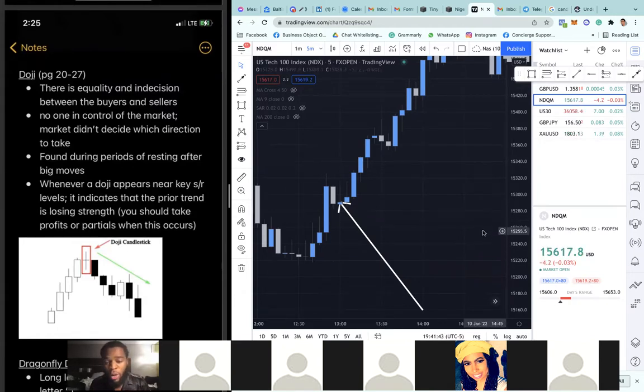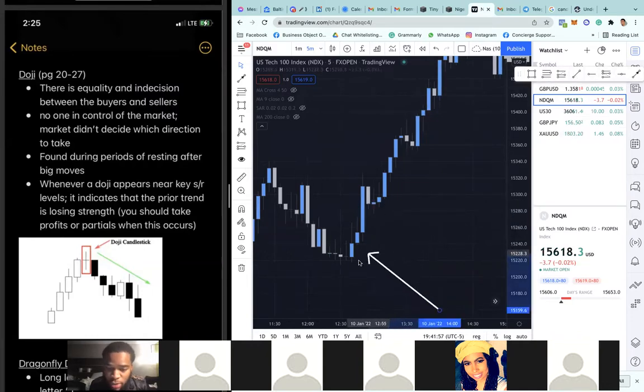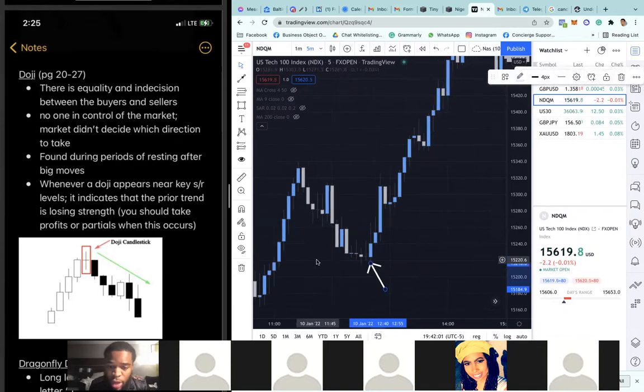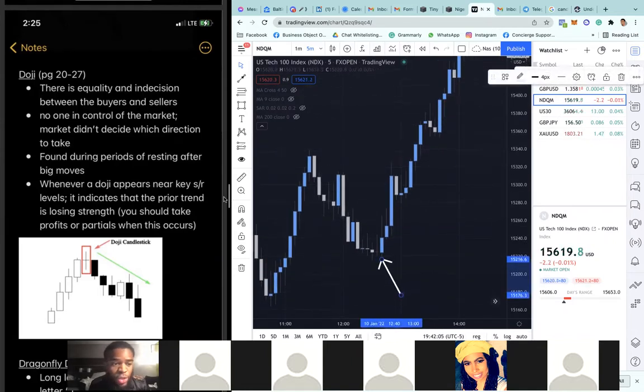The market doesn't know whether it wants to go up or down, and it usually happens whenever a doji appears near a key level of support and resistance. It's indicating that the strength is being lost. Here's a prime example that I see right now. You see a downtrend, prices melting down, and a series of dojis. What does it literally say? The buyers and sellers are fighting for control, and these sellers are losing strength.